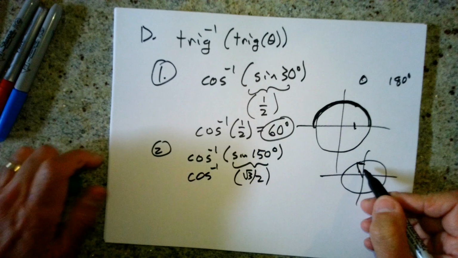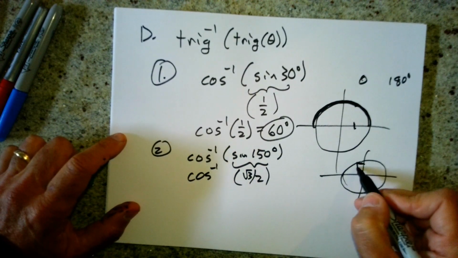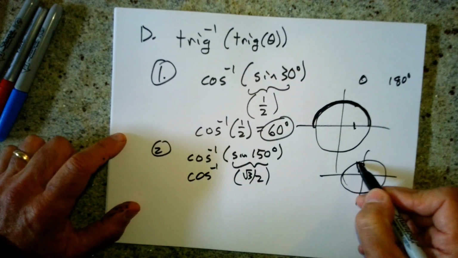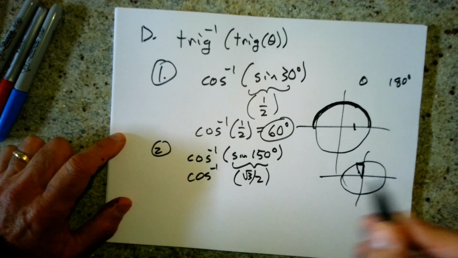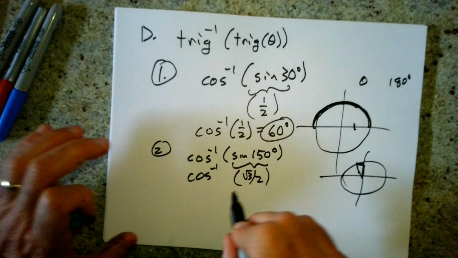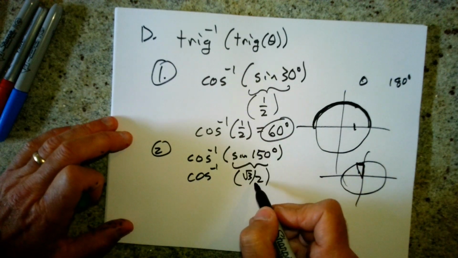Whether you get to use a calculator or not, or whether that's one of the ones you have memorized, you can see it's the y-coordinate, so it's positive. It's when the y-coordinate is longer than the x-coordinate's length, and so it's the square root of 3 over 2 instead of the 1/2. So sine of 150 degrees is square root of 3 over 2.